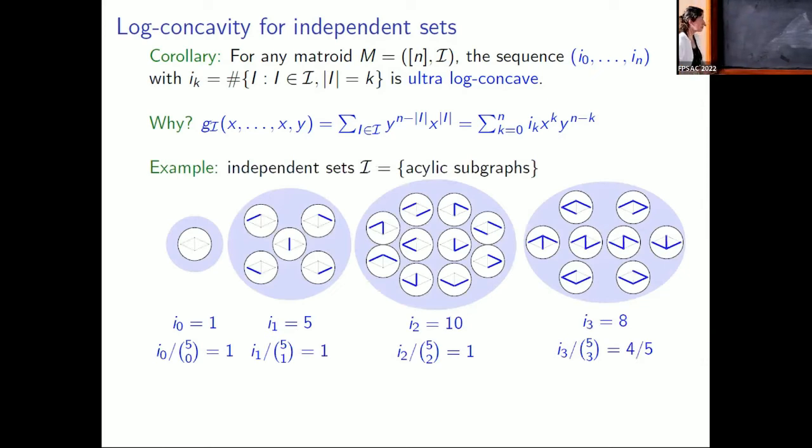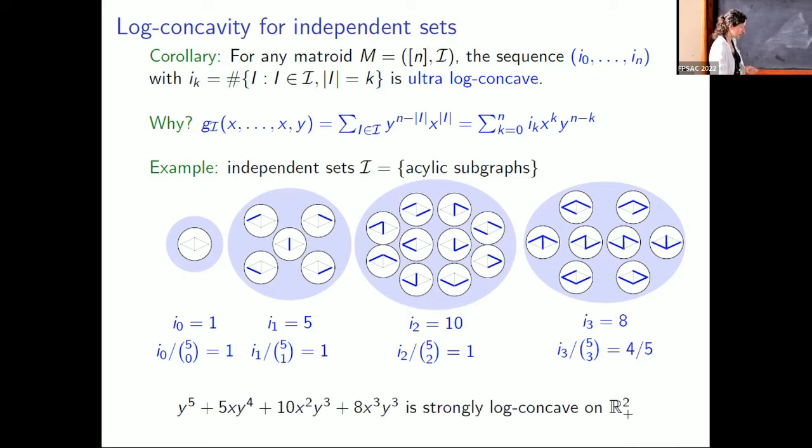So just as an example, if I take my original graph with five edges, and I look at all of the independent sets of this matroid, which are all of the acyclic subgraphs, I can organize them by their number of edges and count the number of each. And if I divide by the corresponding binomial coefficients, I'll get some sequence, and the guarantee is this will be log concave. And the reason is that the corresponding bivariate homogeneous polynomial is strongly log concave on the positive orthant in R2.